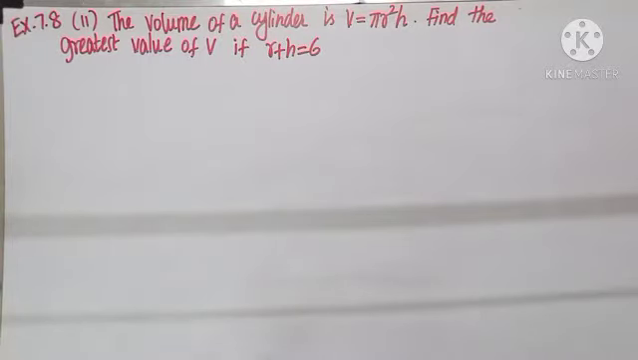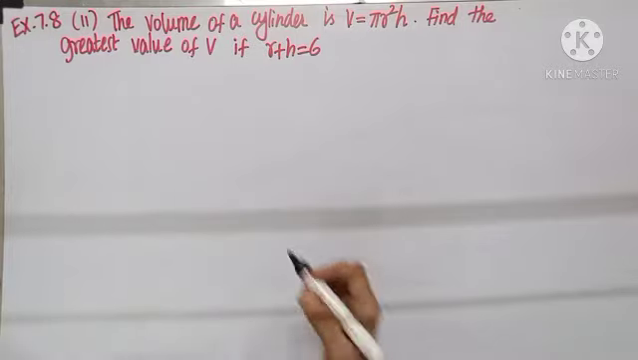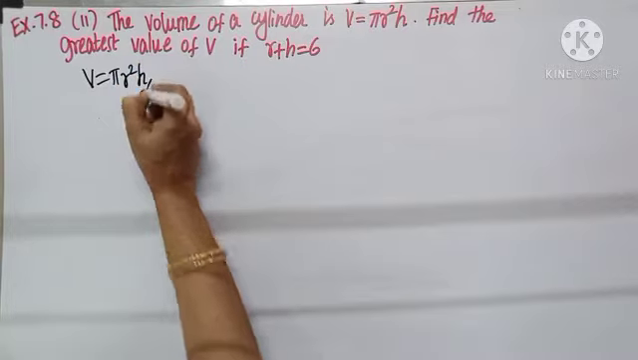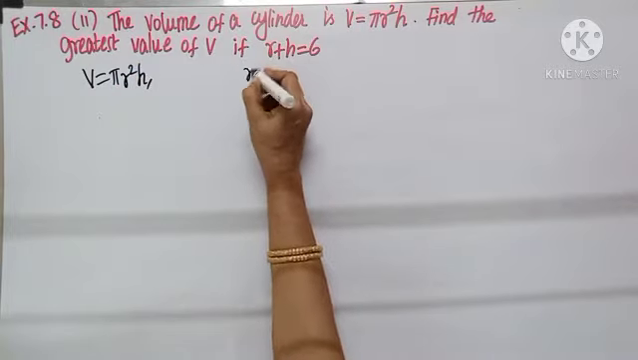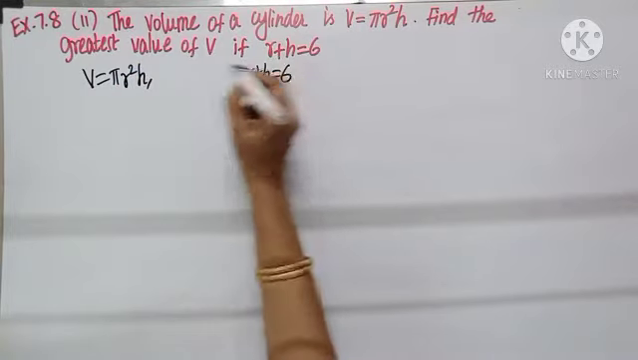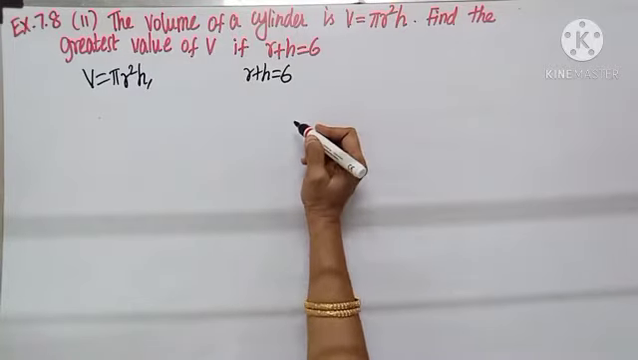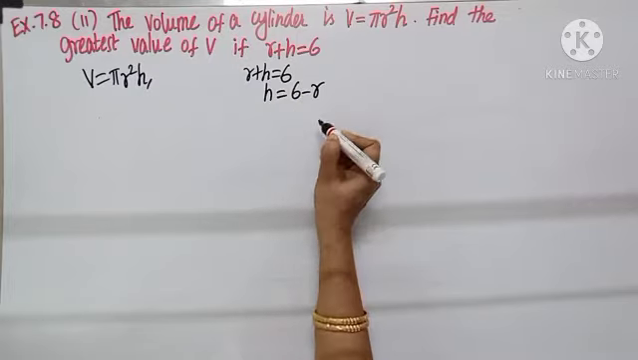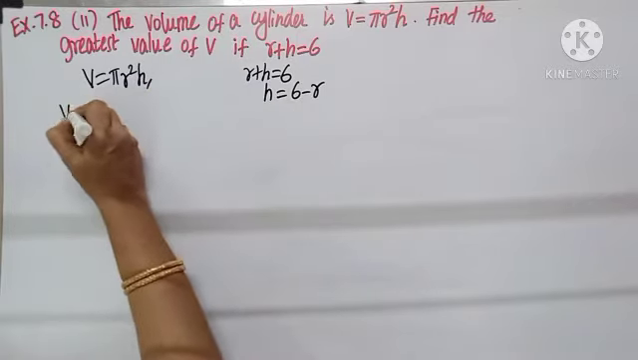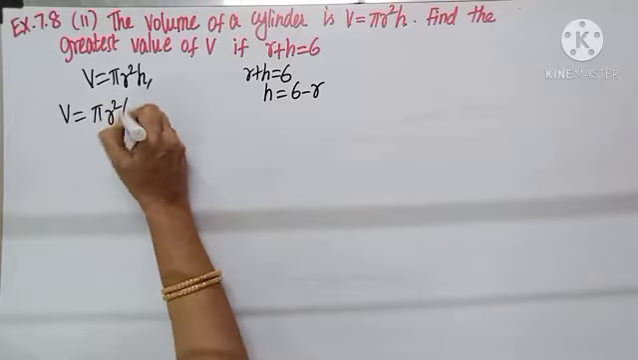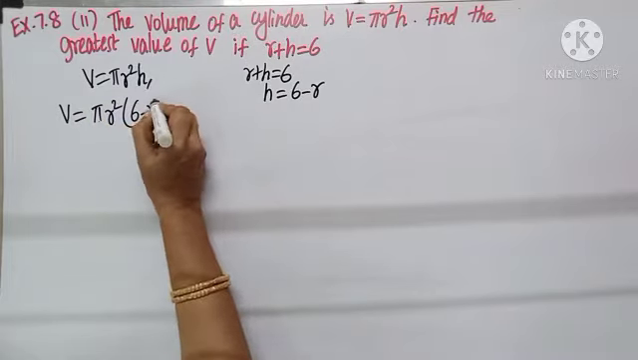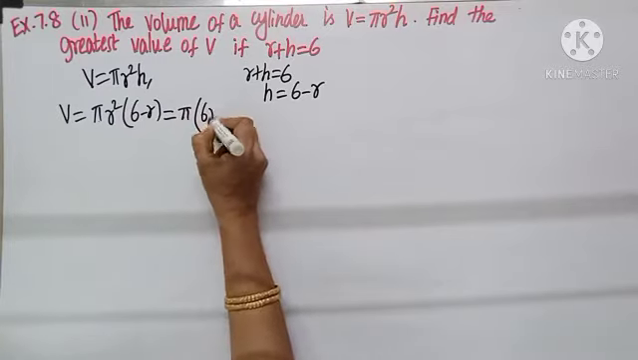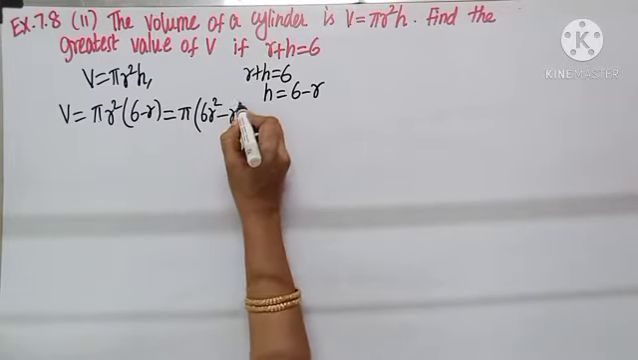Question number 11. The volume of a cylinder V equals pi r square h. Given r plus h is equal to 6, find the greatest value of V. From here, what is h we get? 6 minus r. Put it back in V. V equals pi r square, h value is 6 minus r. As I multiply, pi into 6r square minus r cube.